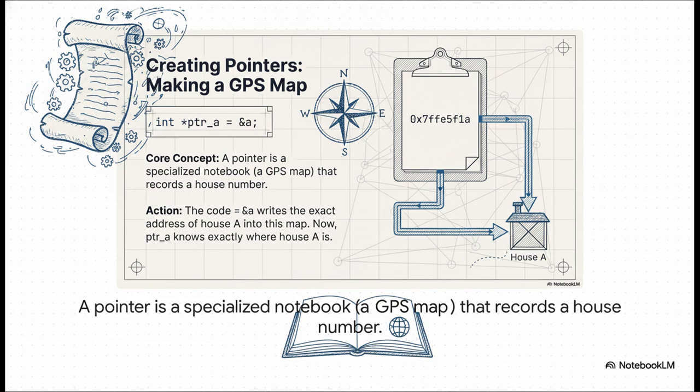Okay, this right here is the absolute key. When we create a pointer, with int *ptr_a = &a, we are not building another house. That's super important. What we're actually doing is creating a special little notebook, our GPS map. That &a part, that's us writing the address of house a directly onto our map. So now our pointer, ptr_a, knows exactly where to find that house. We don't have to remember that crazy long address anymore. The pointer does all the heavy lifting for us.